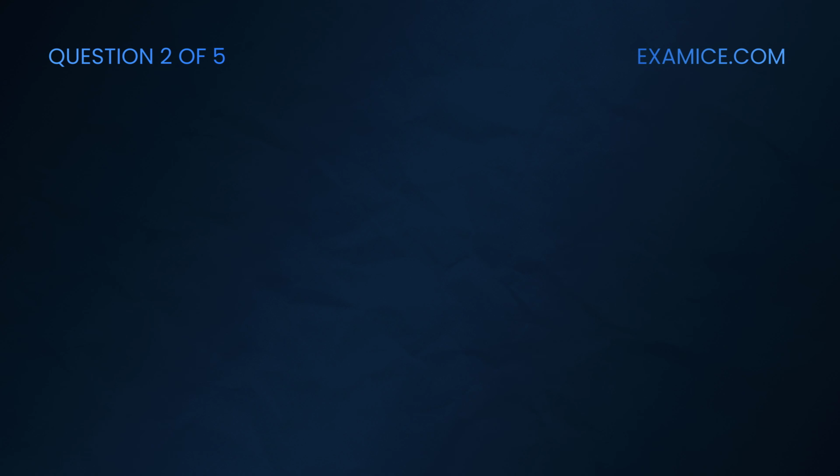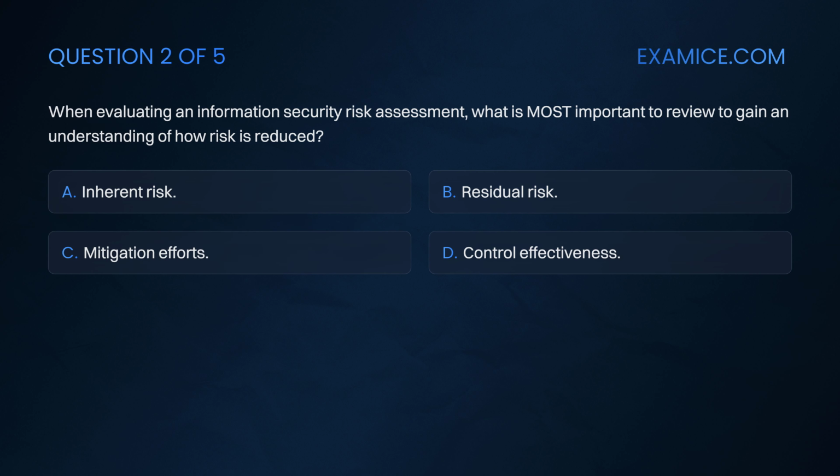Question 2. When evaluating an information security risk assessment, what is most important to review to gain an understanding of how risk is reduced? Option A, inherent risk. Option B, residual risk. Option C, mitigation efforts. Option D, control effectiveness.